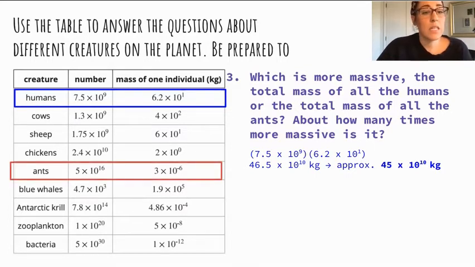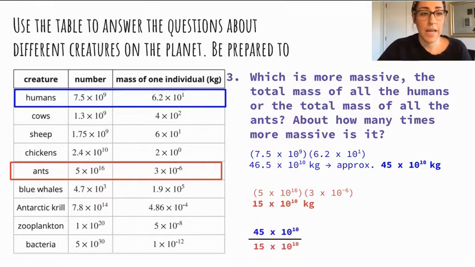Then we're going to go ahead and look at the ants. So we're going to take the 5 times 10 to the 16th, multiply that by the mass, which is 3 times 10 to the -6. 5 times 3 is 15. 10 to the 16th times 10 to the -6 is 10 to the 10th. So now we're working with the bolded blue and the bolded red. And we're going to divide the humans by the ants. So we know 45 divided by 15 gives us 3. And 10 to the 10th over 10 to the 10th is essentially 10 to the 0, which we know anything raised to the power of 0 is 1. So we can say that it's about 3 times more.